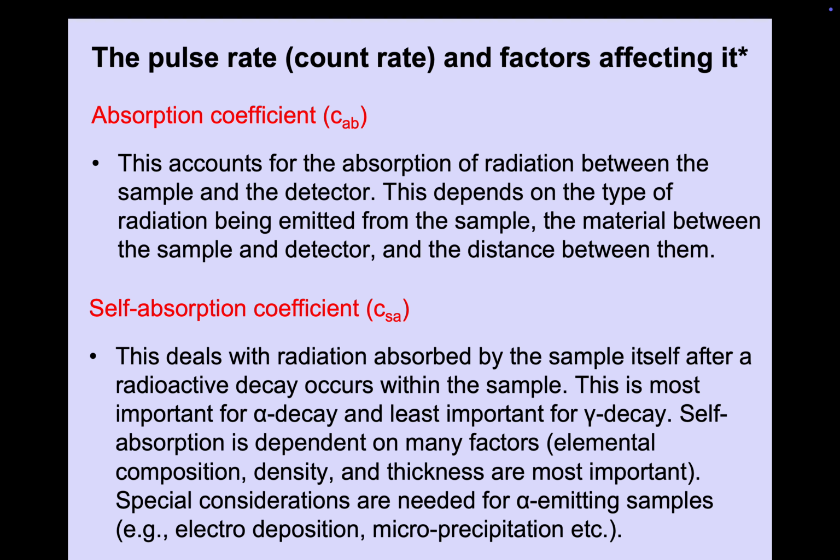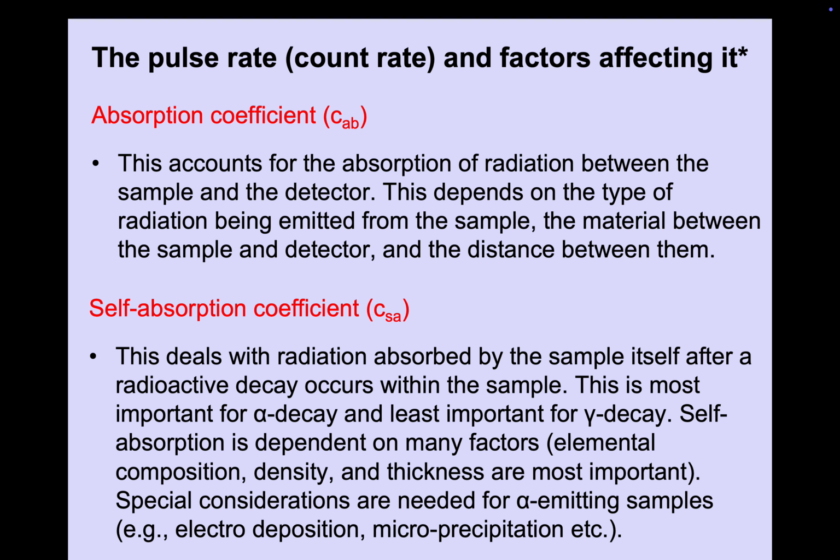The next thing that we have to think about is the self-absorption coefficient, which is C subscript SA. This deals with the radiation that's absorbed by the sample itself after a radioactive decay event occurs within the sample. So again, just like the absorption coefficient that we spoke about a minute ago, this is going to be most important for alpha decay because it is the one that's most easily absorbed, and it's going to be least important, of course, for gamma decay.